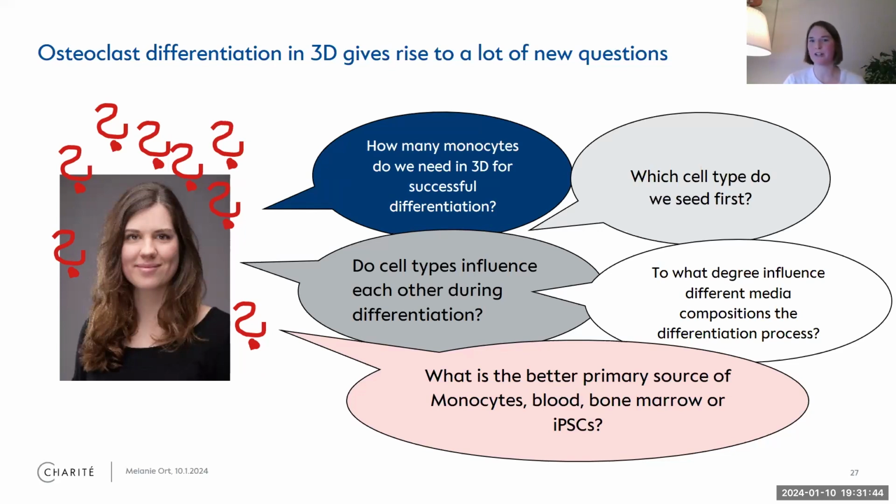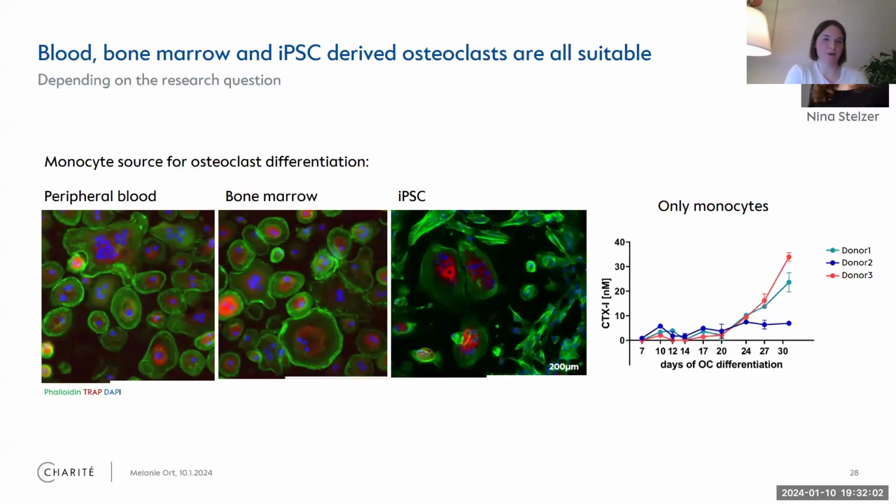For people that are not familiar, or maybe not biologists, there are some special stem cells that you can alter. Basically, you can differentiate osteoclasts from all three sources. So Nina was wondering if all of this is working equally well. And actually, yes, it does. And it really depends on your research question and also on what's available.